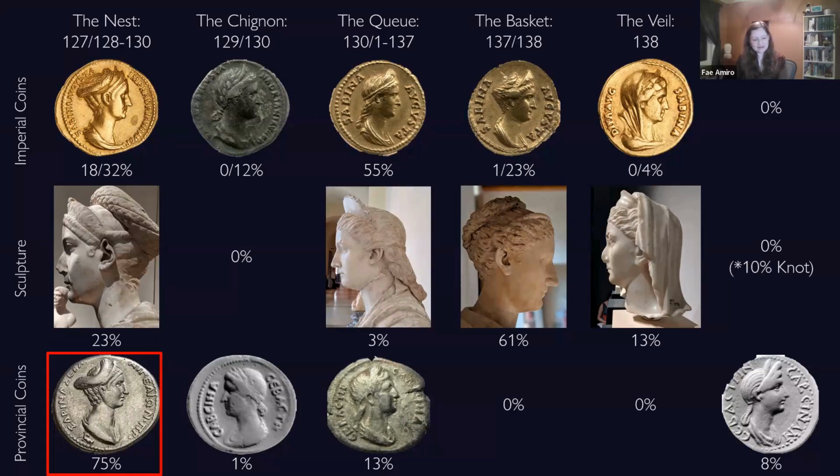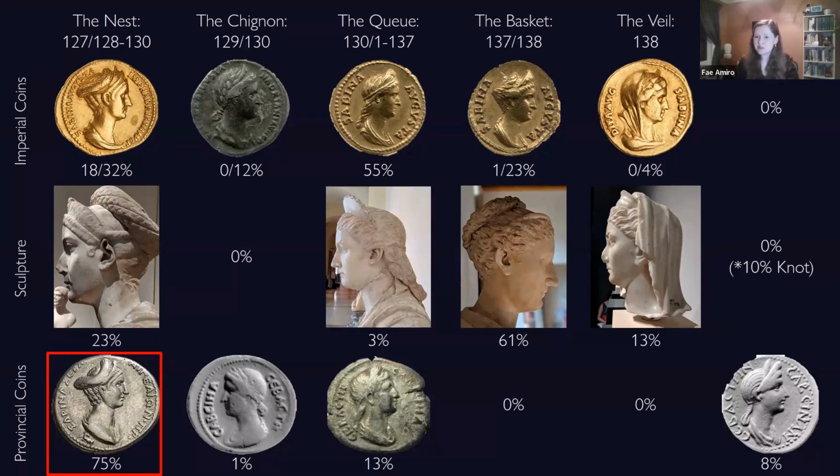Once again, in contrast to other media, we have this huge amount of the nest. You might think that this is a chronological clustering situation in which we have a lot of the nest because it comes first, and they made a lot of provincial coins for Sabina in the first 2 years of her appearing on the imperial coins.